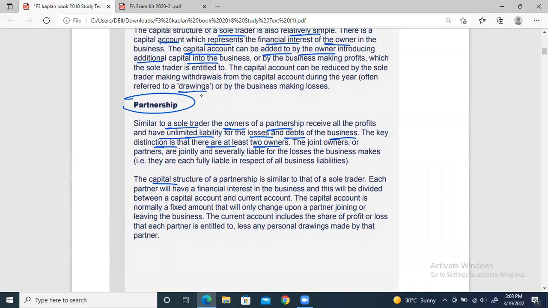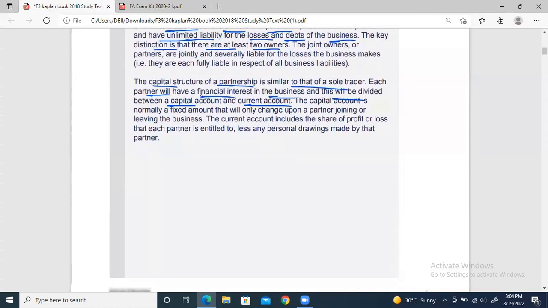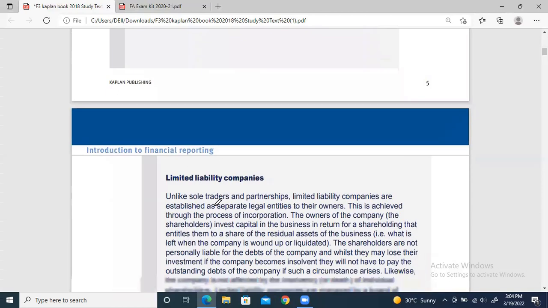So the capital structure of a partnership is similar to that of a sole trader. Each partner will have a financial interest in the business, and this will be divided between a capital account and a current account. This topic is actually not covered in detail in F3, but if you look at the foundation subjects, the exam before this is called FA2, which was a foundation exam. That paper basically has partnership as a whole topic. Okay, but don't worry, we are not focusing on it very much. Similarly, drawings are also deducted from here. Nothing special to discuss over here.